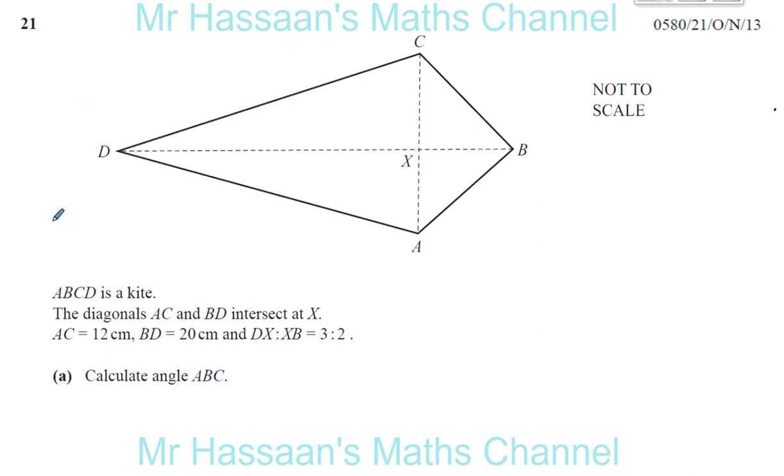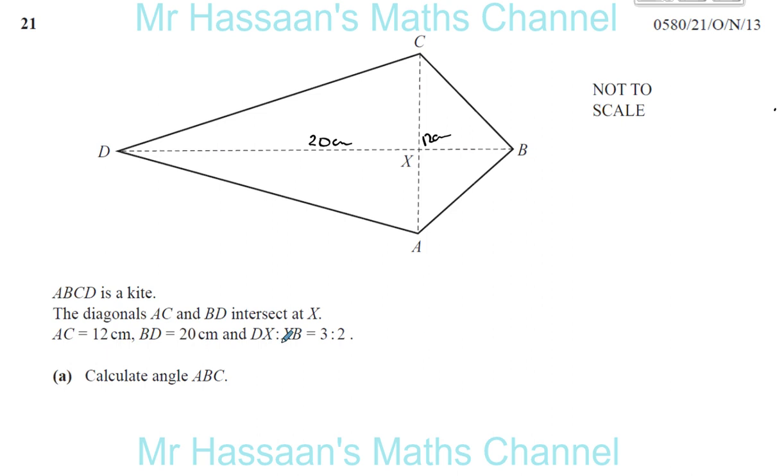Now, here we have ABCD. It's a kite. A kite is a special type of quadrilateral. The diagonals AC and BD intersect at X. AC, one of the diagonals, is 12 centimeters, and BD, the other diagonal, is 20 centimeters. I'll write that there. And here, AC is 12 centimeters. I'll write it on this side here.